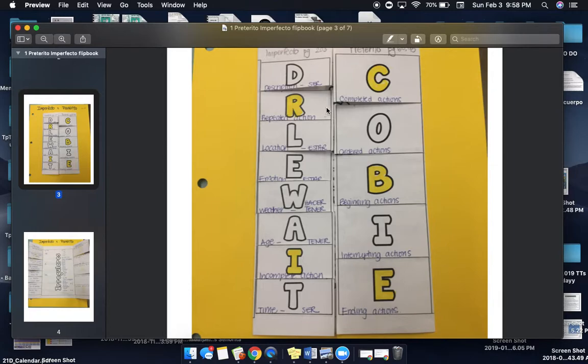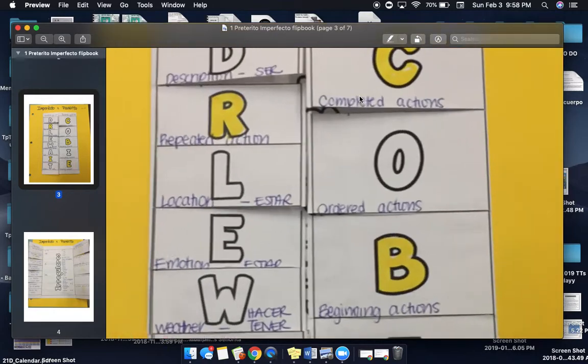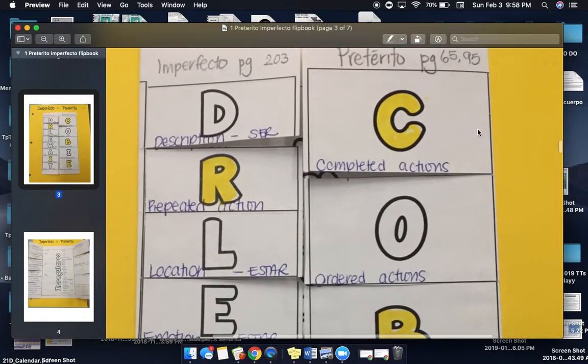If you've noticed, C, B, and E are highlighted because they're going to be similar situations. A completed action, okay? Something that was done. For example, once you take the test, that's done. Once you ran the race, it's done.